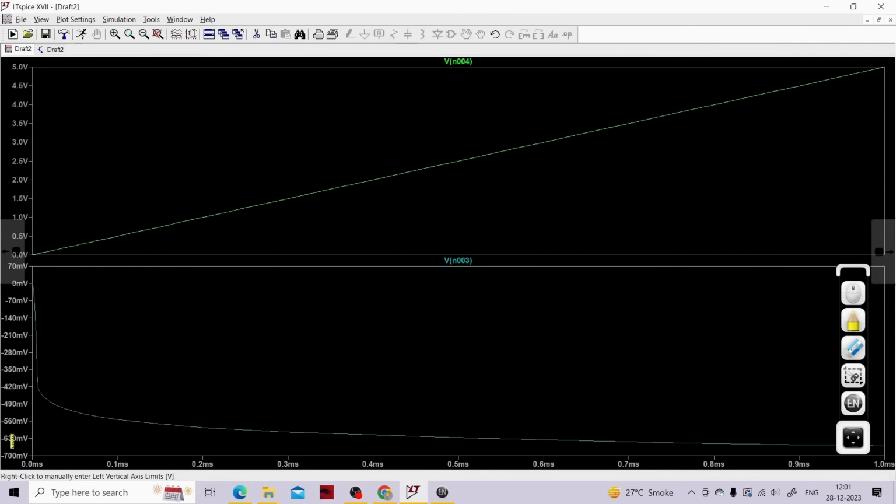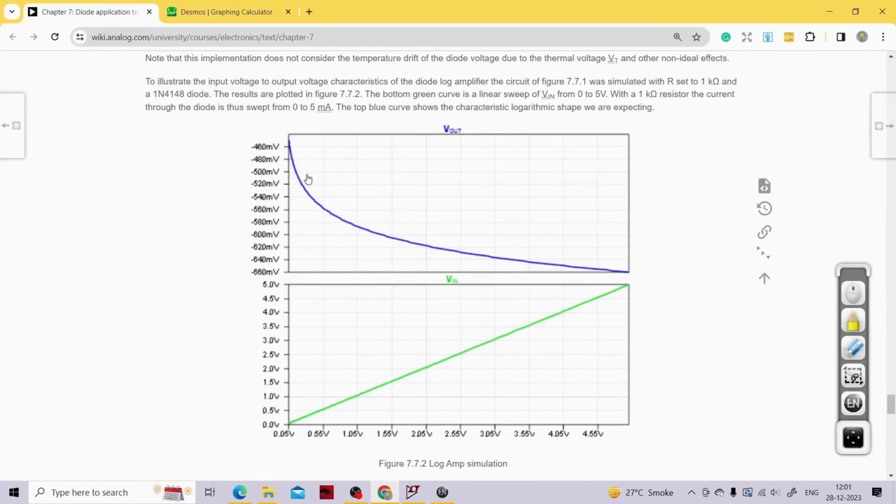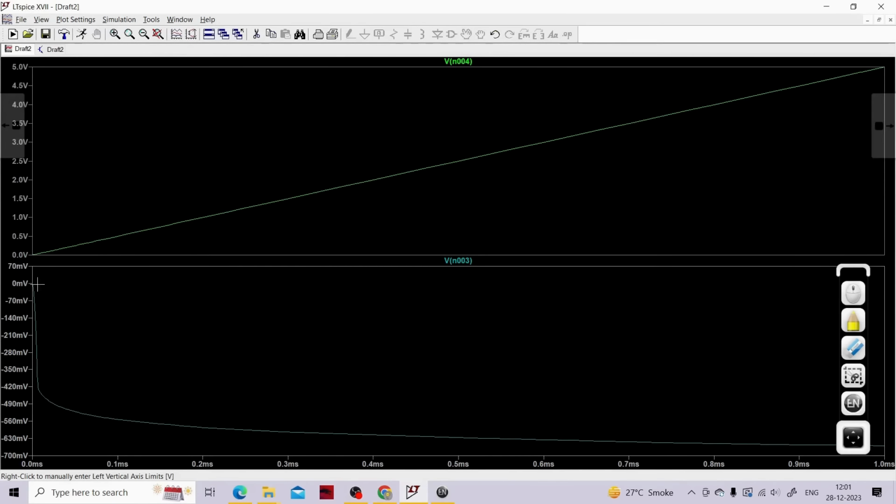Also, if you look at the values over here, it is somewhat similar to the op amp which we saw on this website, that is minus 460 millivolts to minus 600 millivolts. Although over here, I think it is starting from 0 millivolts and going up till 500 or I guess 600 millivolts. Quite closer to it, but it is not similar. Okay, that is fine.